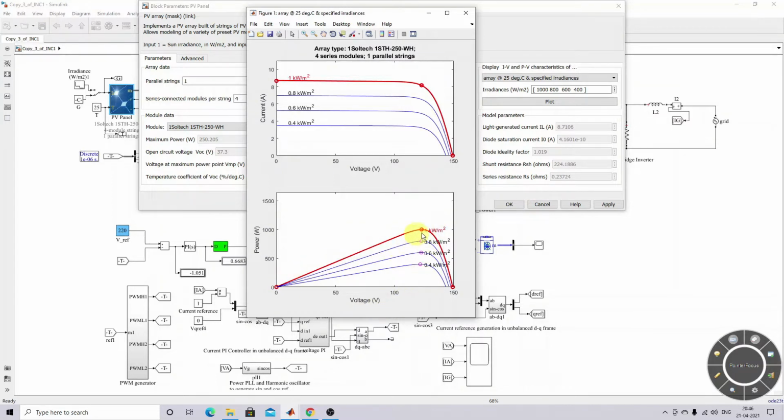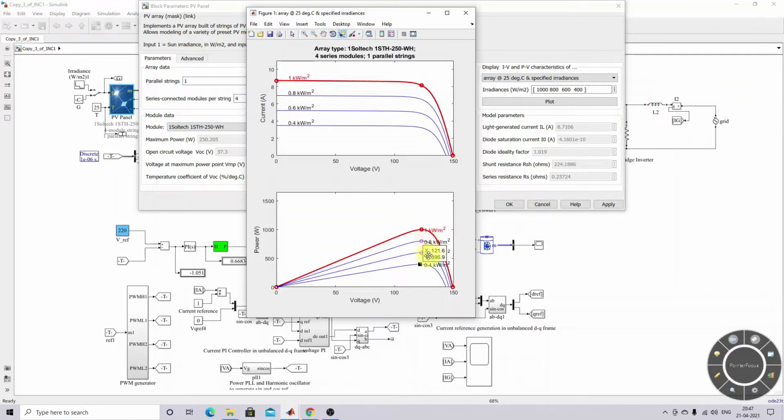You can see that it has a maximum power point. This circle is considered to be the maximum power point for different irradiation conditions. Here you can see that the maximum power for 1000 watts per meter square is equal to 1001 watts, right? For 800, the maximum power is around 799.6 watts. For 600, the maximum power is 598.5. For 400, it's around 395.